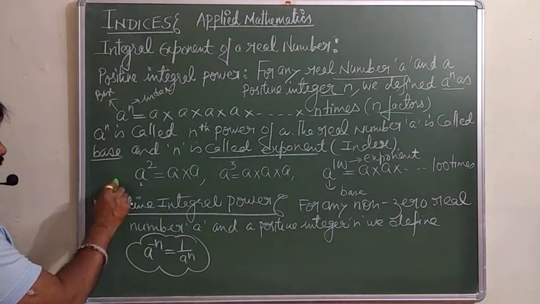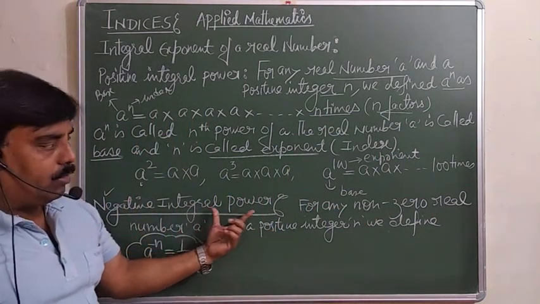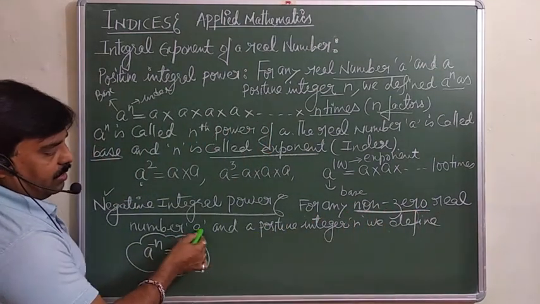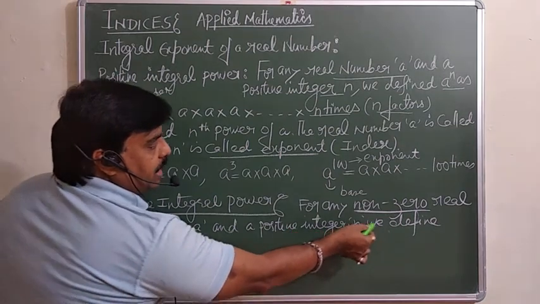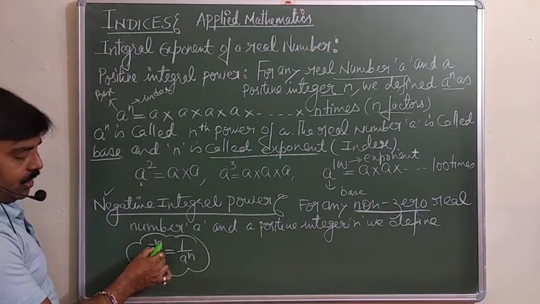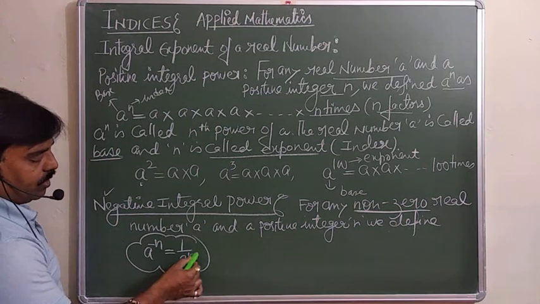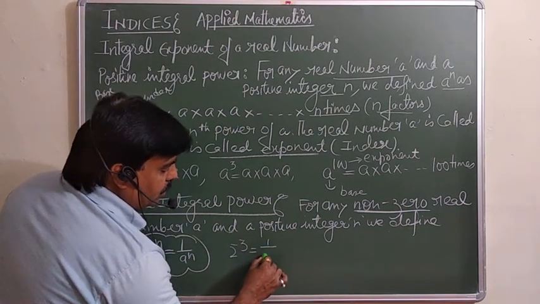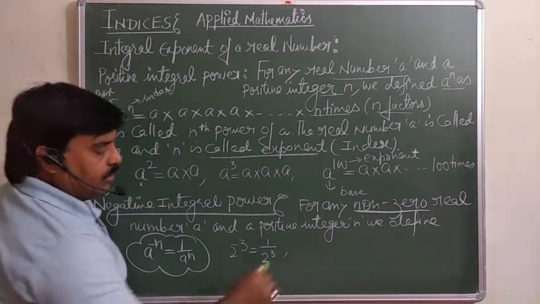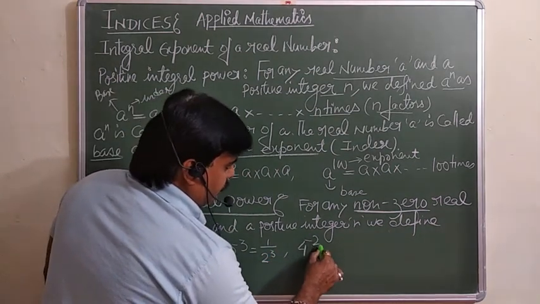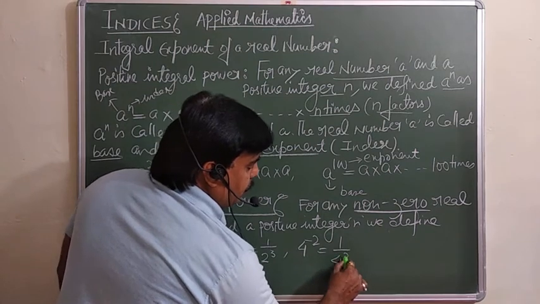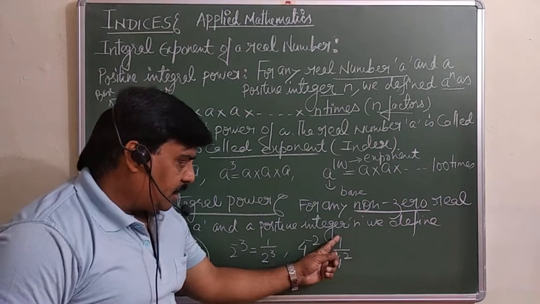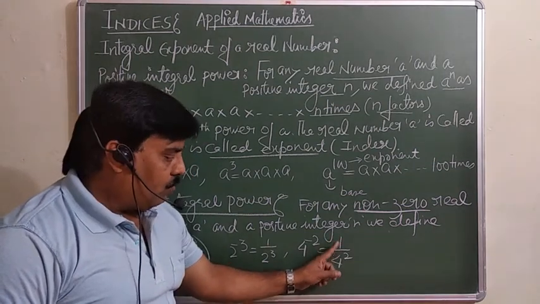In case of the negative integral power, for any non-zero real number a and a positive integer n, we define a raised to power minus n as 1 over a raised to power n. Suppose 2 raised to power minus 3, this can be written as 1 over 2 raised to power 3. 4 raised to power minus 2 can be written as 1 over 4 raised to power 2. Means the negative exponent can be changed by writing it in the reciprocal form, 1 over.